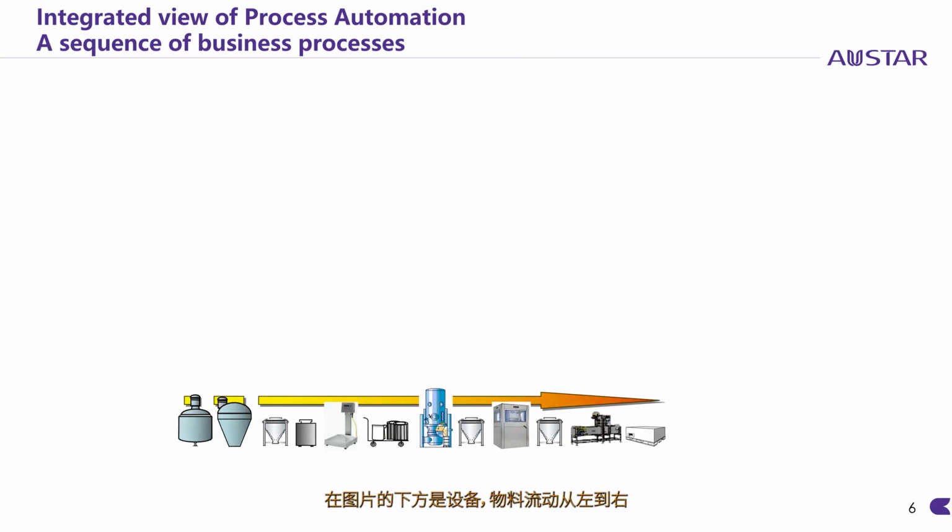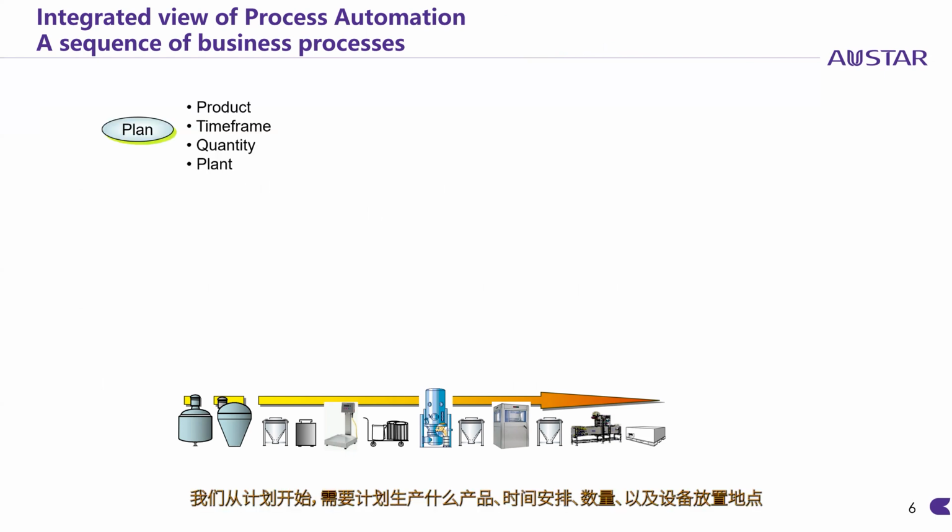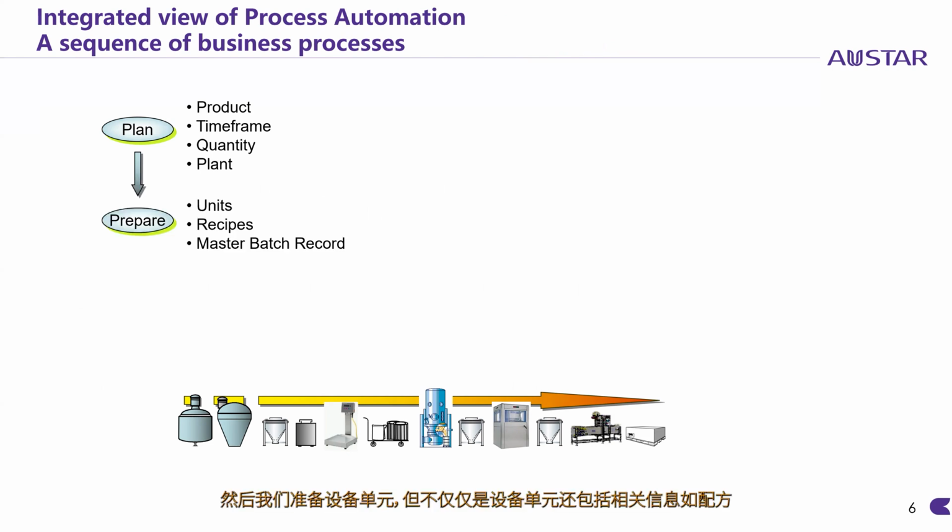So in this picture, we have the equipment here at the bottom, and typically the material flows through the equipment from left to right. So we start with planning. We plan what product we want to produce, in which time frame, in which quantity, and on which piece of equipment. And we prepare these units, and not only the units, but also information like recipes, and make sure we have a master batch record ready to then collect the data into.